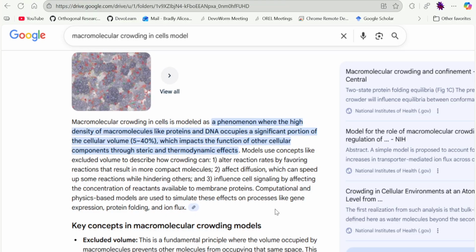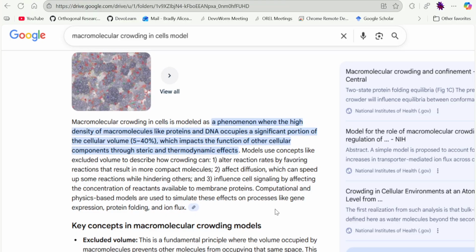This crowding, this high density of macromolecules, impacts the function of other cellular components through steric and thermodynamic effects. They talk about models that use concepts like excluded volume to describe how crowding can do three things. First, alter reaction rates by favoring reactions that result in more compact molecules. Two, affect diffusion, which can speed up some reactions while hindering others. And three, influence cell signaling by affecting the concentration of reactants available to membrane proteins.